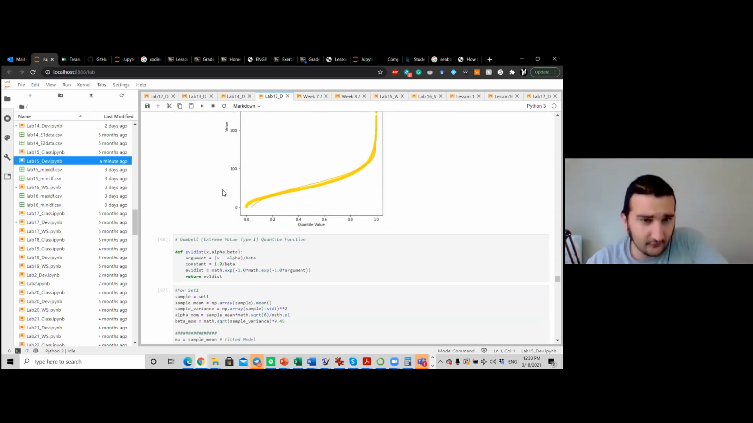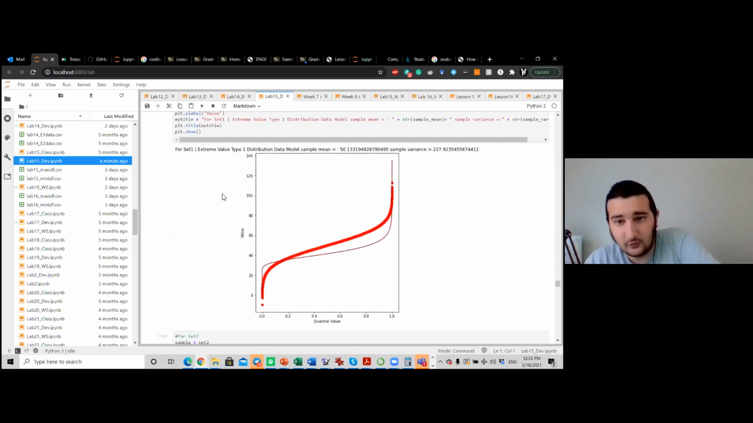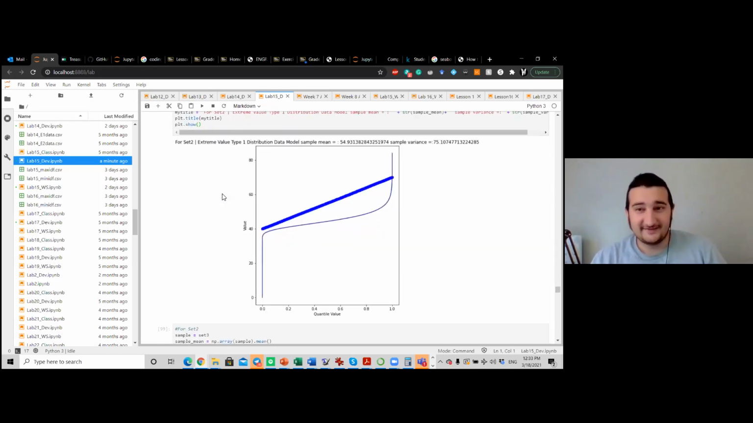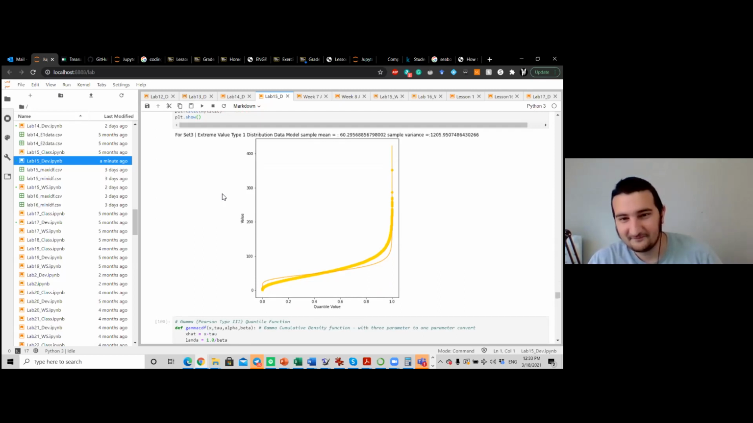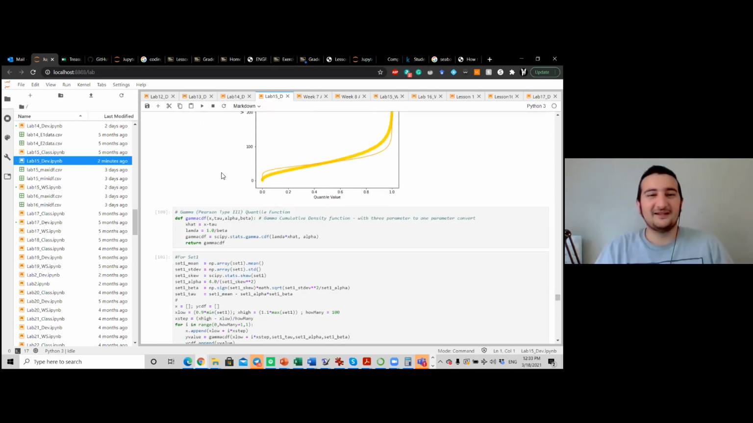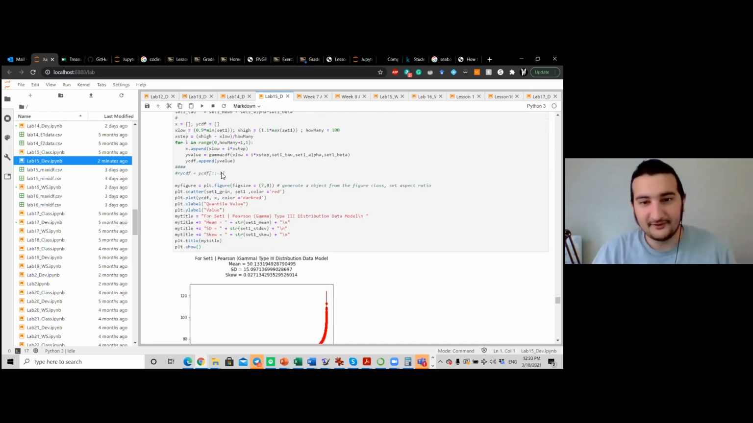Now, let's go for the Gumbel distribution data model. Set one, how do you like it? No, yeah, especially when you see the perfect fit of normal on this, there will be nothing that can compete. Set two. And set three. Ugly and crazy, yes. So let's go and check out gamma.